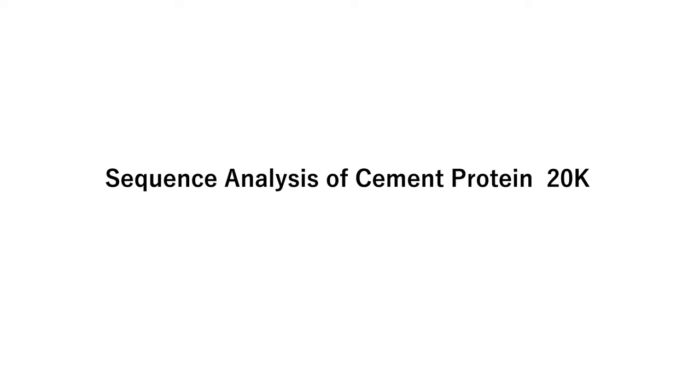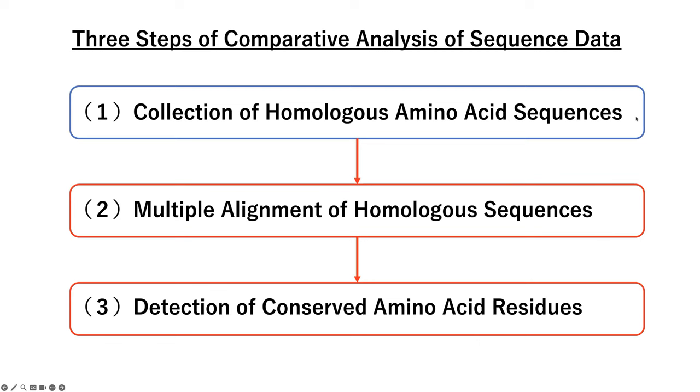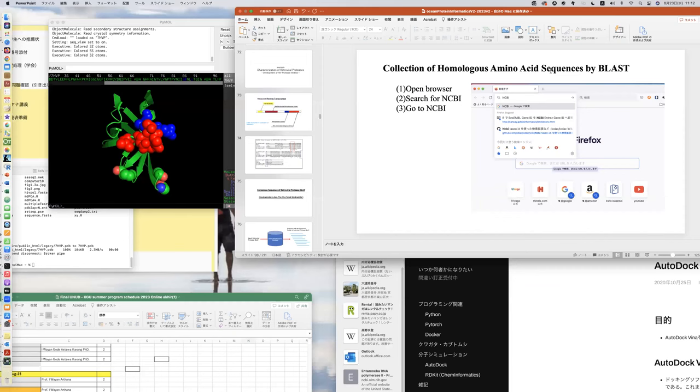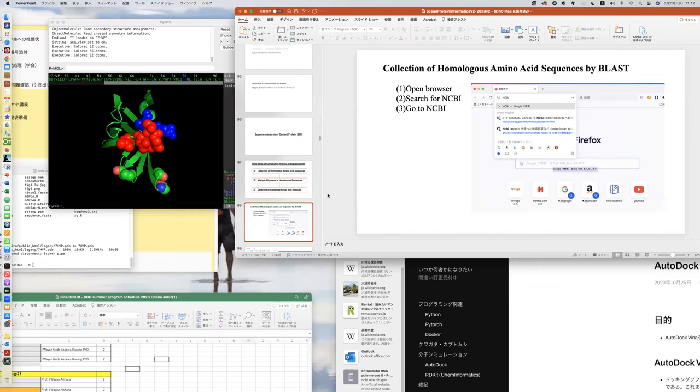Okay, as I told you, five cement proteins from the barnacles are now available. Out of them, I try to use the cement protein 20K at first. The first step is a collection of homologous amino acid sequences. So if you have a PC, please follow my operations. Okay, so open browser.